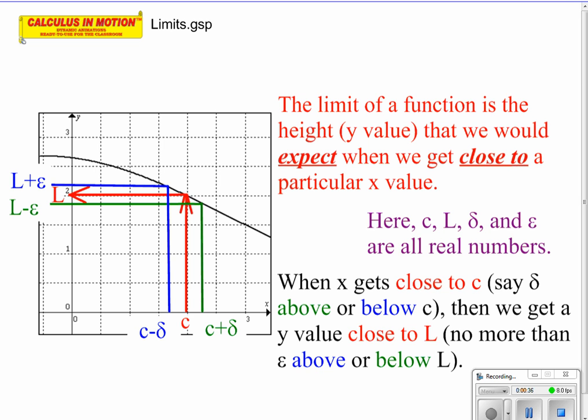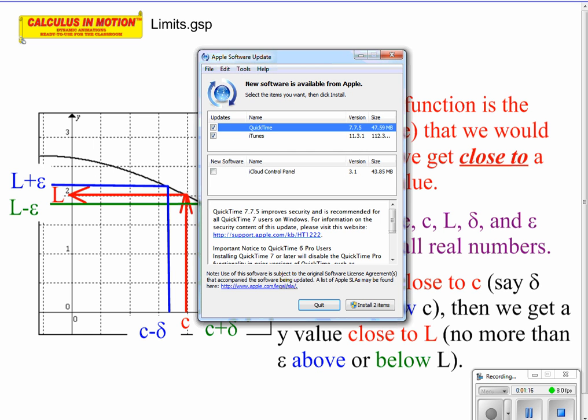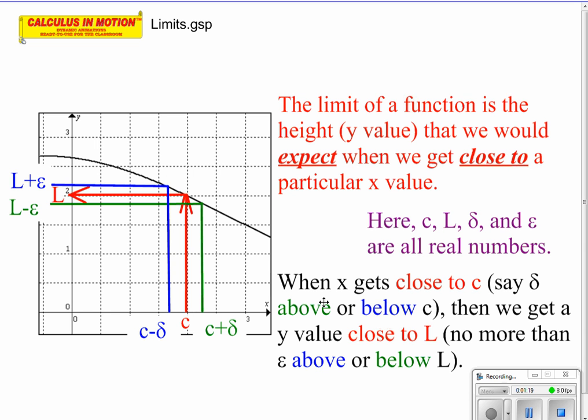The notion here is the limit of a function is the height. We know that, right? The limit of the function is the y value that we would expect to get when we get close to a particular x value. Let's just say this is our x value right now. As I get close to x, coming either from the left or the right, then that has a y value attached to it. When I put in that value, I get out a value. True? That is going to be close to some value L. We understand this portion of limits. As x approaches c, I'm going to get some value L as an output.